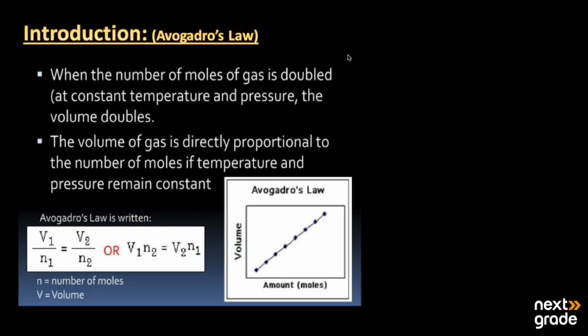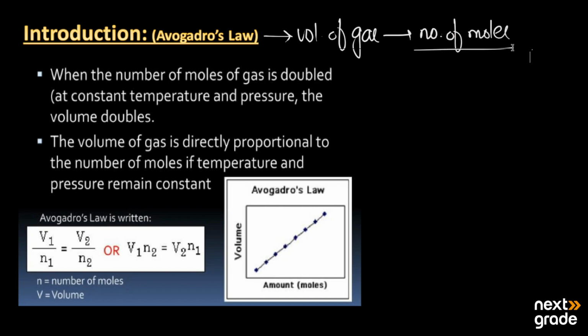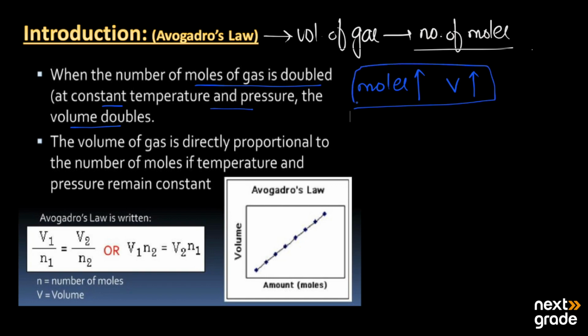So in our today's lesson, we will discuss the Avogadro's law. Basically, Avogadro's law is related to the volume of the gas and to the number of moles of the gas. So the definition for Avogadro's law: when the number of moles of the gas doubles, it means when moles of any gas increase at constant temperature and pressure, the volume of the gas also increases or gets doubled. So this is the main Avogadro's law.